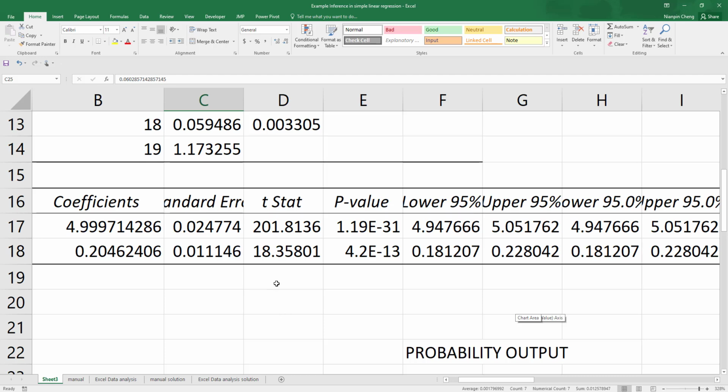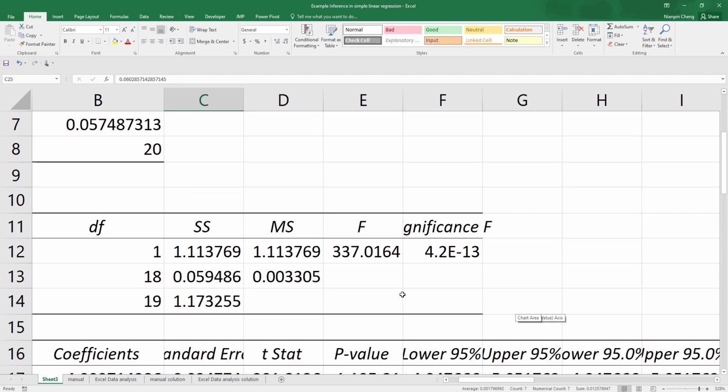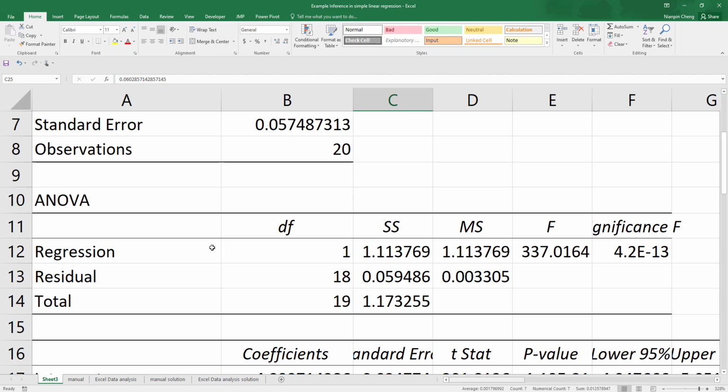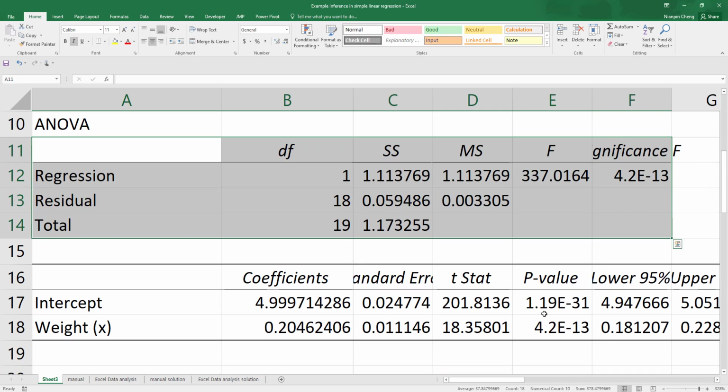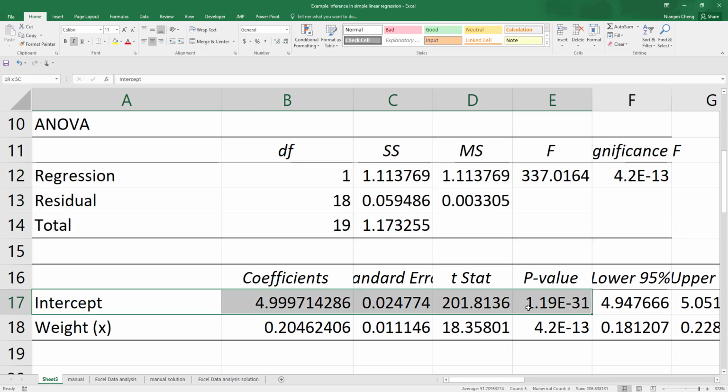Okay, so this is the Excel output. What we need to know is, for example, if I give some values, how to fill in the blanks for the ANOVA table, or fill in the blanks for the inference on the slope. You should be able to do that.